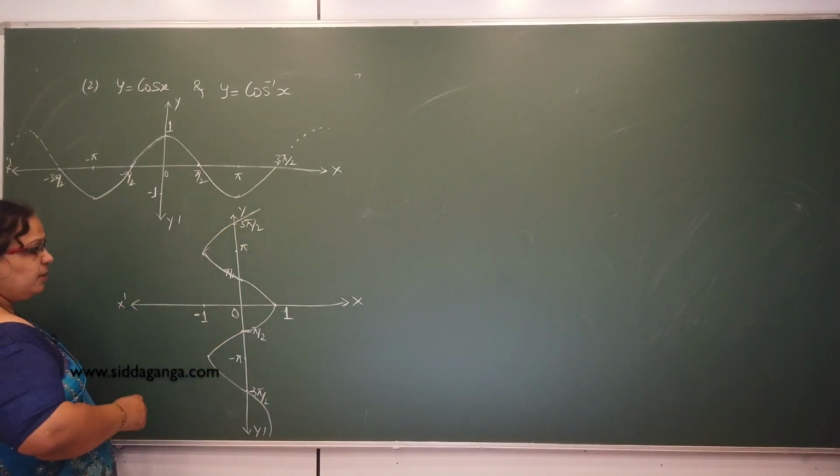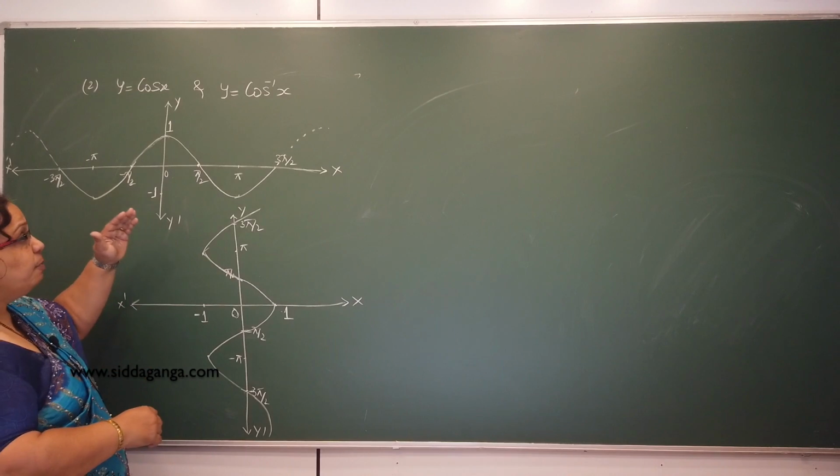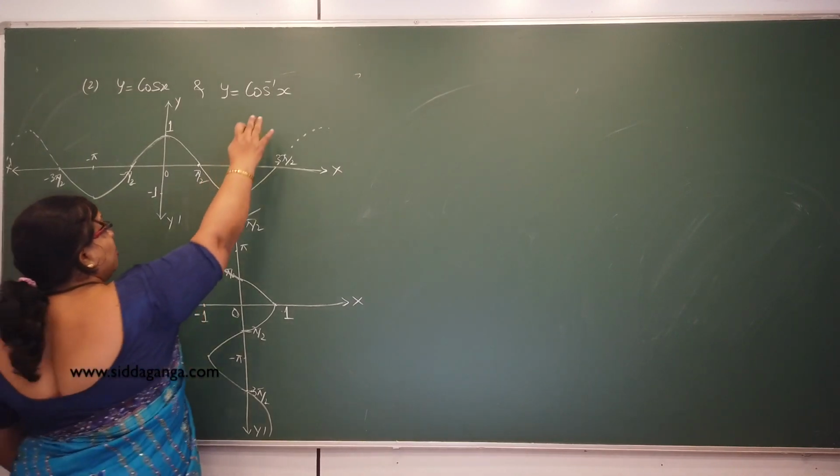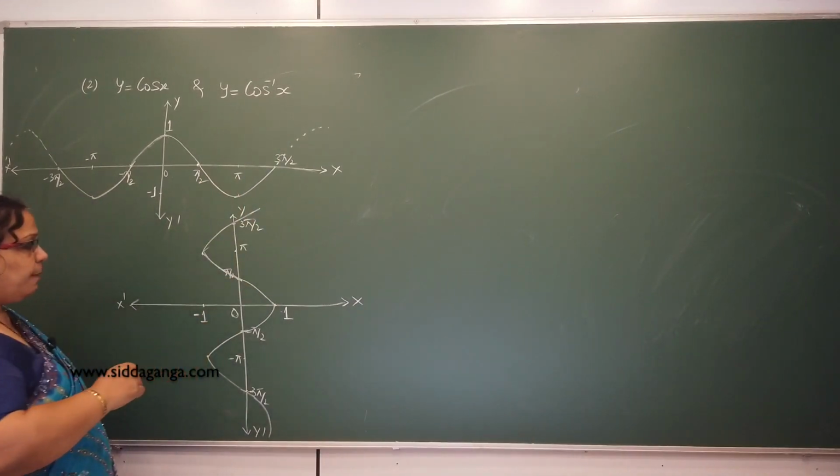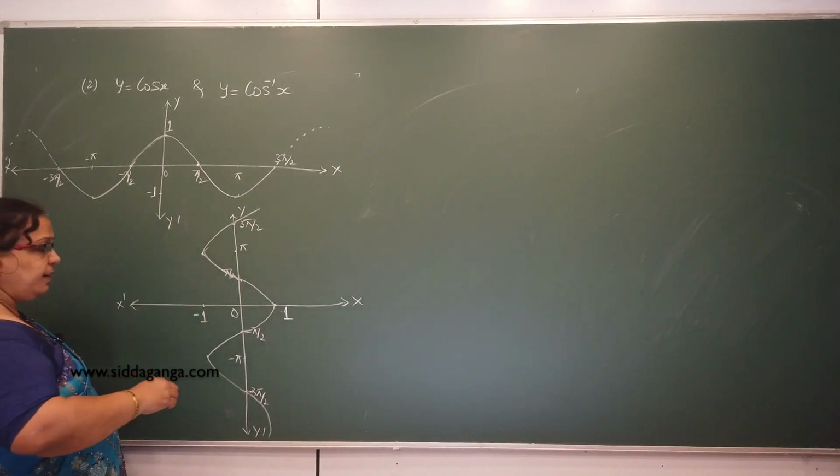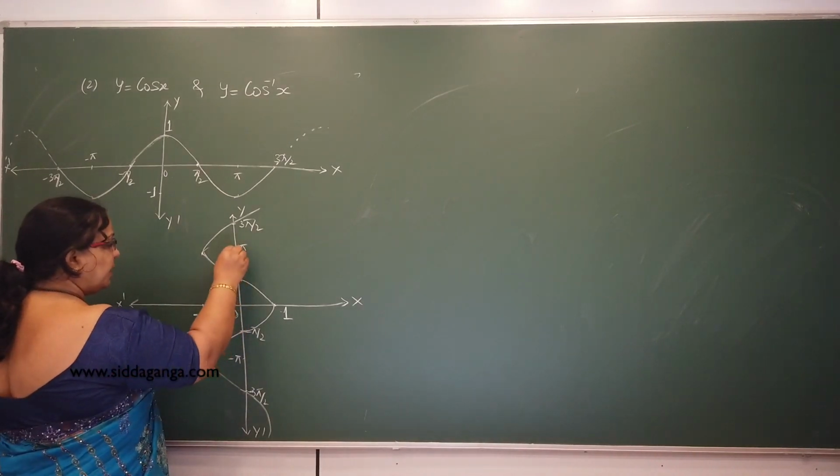We know that the principal value branch range for the cos inverse function is the closed interval 0, pi.